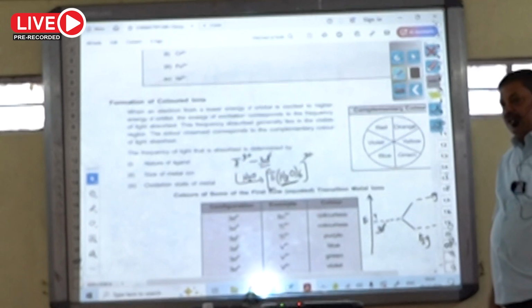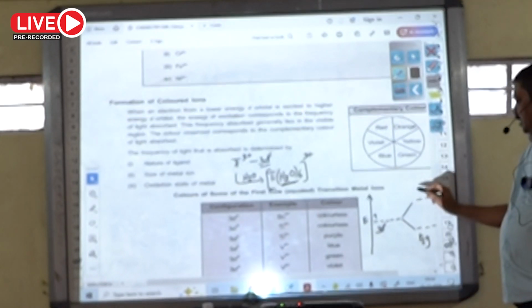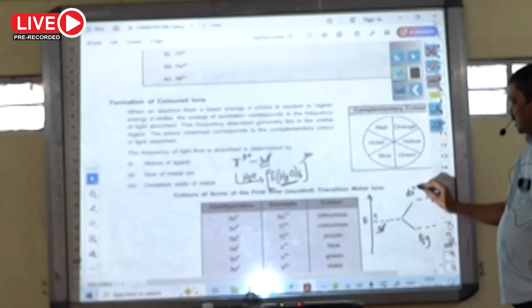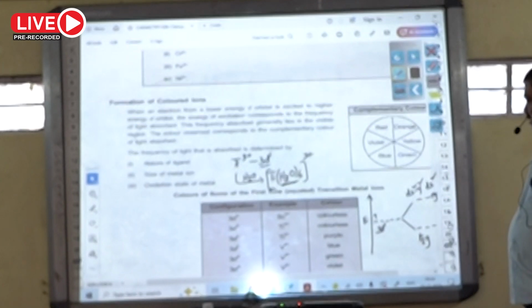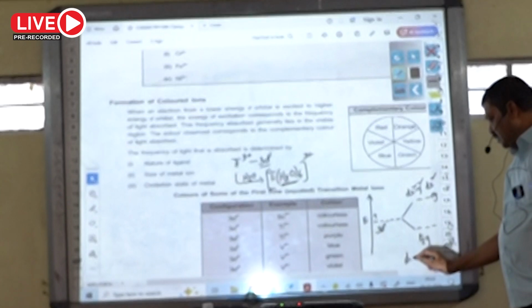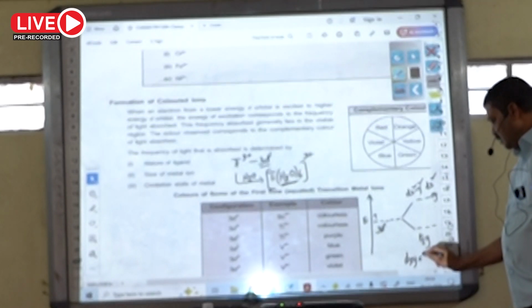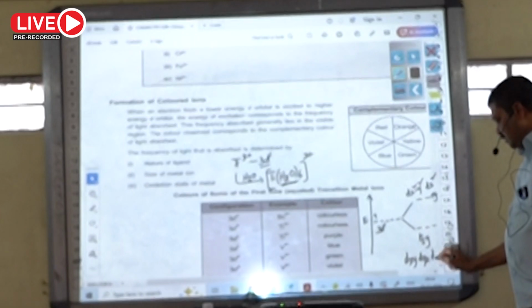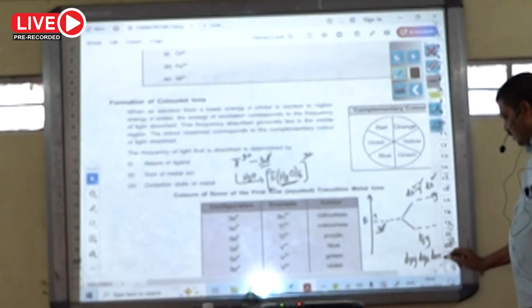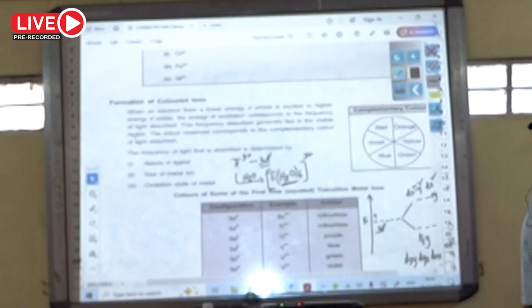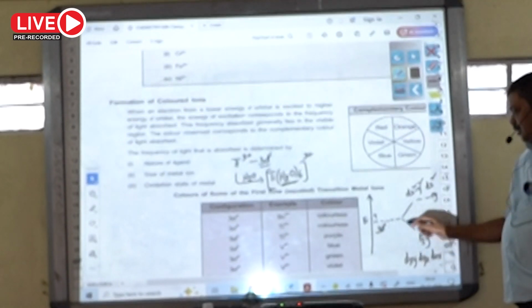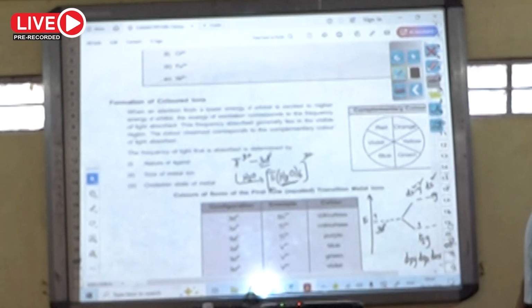In Eg, how many d orbitals are there? 2 d orbitals, dx2-y2 and dz2. In T2g, how many d orbitals are there? 3: dxy, dyz, dzx. So it is a lower energy orbital. So the single electron will be present in T2g1.